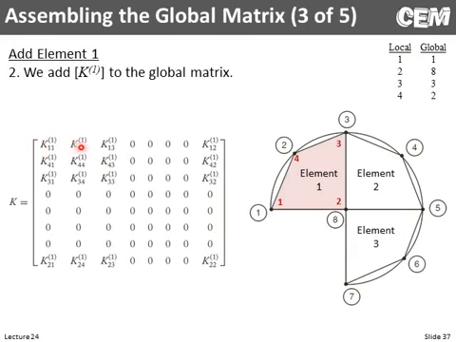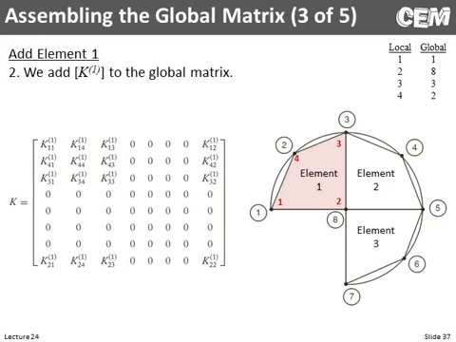Let's think about local 1, 4. Local 1, 4 will go to global position 1, 2, which is exactly where it is. It's in the 1, 2 position, but it's local 1, 4. What about the 1, 3? Local 1, 3 goes to global 1, 3, and that's exactly where it resides. Let's look at this one. Local 1, 2, where does that go? Well, local 1, 2 goes to global 1, 8, and that's the position, global 1, 8.